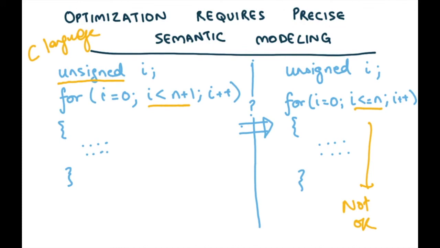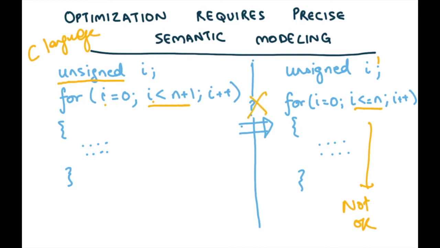Why? Well, because it is possible that n was the largest possible unsigned integer, in which case n plus 1 would wrap around and overflow, and in which case this loop should never execute. Because it will become I equals 0 and I is less than the wrapped around value, and an unsigned value at the largest value will wrap around to 0, so it would become I is equal to 0, I is less than 0, and so this becomes false and the loop will never be entered. On the other hand, the program on the right, if n was the largest unsigned value, would execute forever, because I is an unsigned integer, and so it will always be less than or equal to the largest integer ever. So this transformation is wrong.